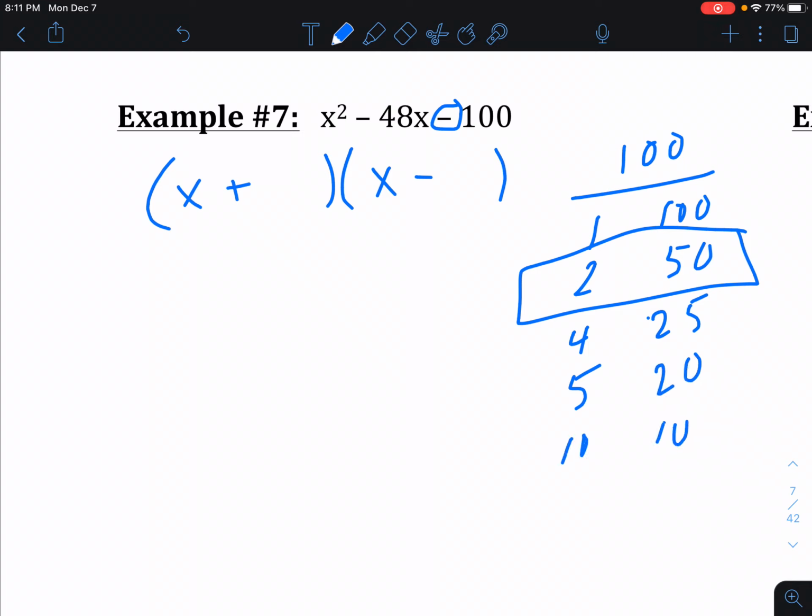So, sign of B, what is it? A negative. So the sign of B, negative, goes to the bigger number. So the 2 gets the plus. Let's fill it in. X plus 2 and x minus 50. So 2 times -50 is -100, and 2 minus 50 is negative 48.